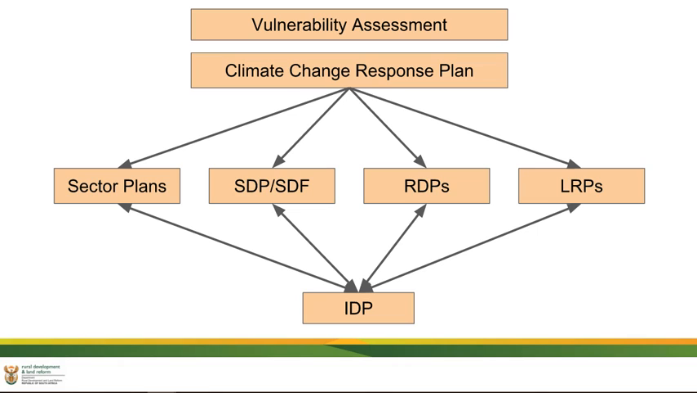Once you have your climate change response plan in place, you can then include key climate change responses into sector plans, spatial development frameworks and plans, rural development plans, and land reform plans. Once climate change is clearly reflected in these plans, you can then ensure that integration of climate change issues is reflected in your Integrated Development Plan, or IDP.